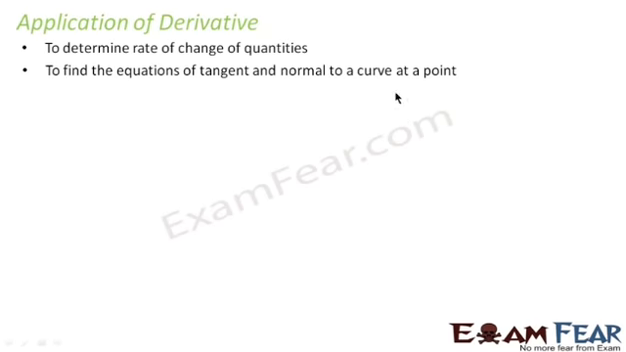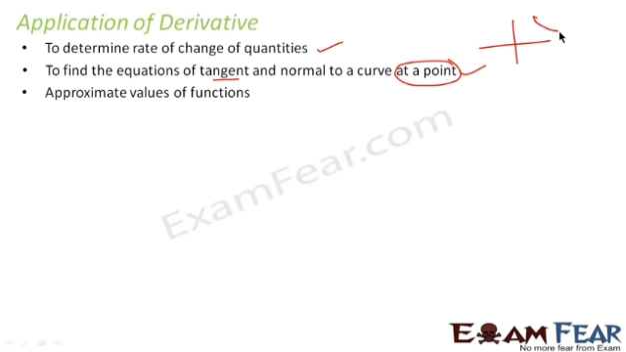It is also used to find, as I told, equation of tangent and normal to a curve at a particular point. Please note tangent or normal to a curve at a point, because when I'm talking about tangent or normal, I'm talking about at a point, because at this point this is my tangent. For the same curve at this point, this is my tangent. So the tangent and normal varies from point to point. So this is a must.